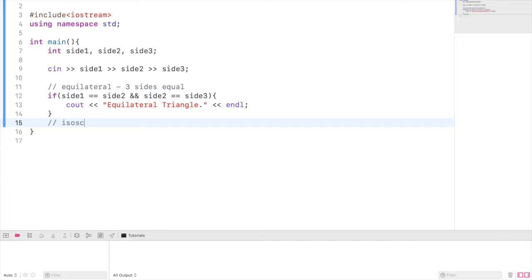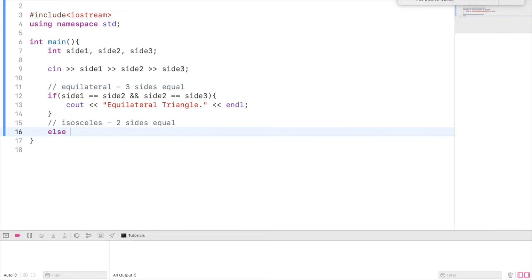So if it's not equilateral, then it can be isosceles, and this means two sides are equal. So we can check this with an else if statement. So again, we'll be first going over this if statement and checking if it's equilateral, and if it's not, then we'll be going over to this if statement. To check if two sides are equal, we can go through each pair of sides and compare them with each other and check if they're equal. So we can do if side 1 is equal to side 2, or if side 2 is equal to side 3, or if side 3 is equal to side 1.